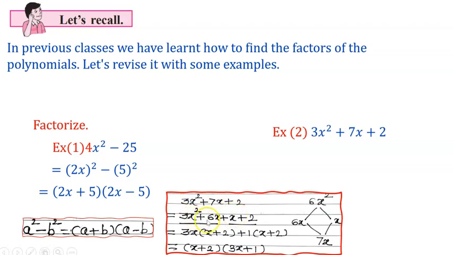Now from the first two terms we will take 3x as common. Then in the bracket you will get x plus 2, and from the next two terms we take 1 as common, and then in the bracket you will get x plus 2. Now from these two terms again we will take x plus 2 as common. Then the remaining terms are 3x plus 1. Therefore the factors of 3x square plus 7x plus 2 are, in the first bracket, x plus 2, in the second bracket 3x plus 1.